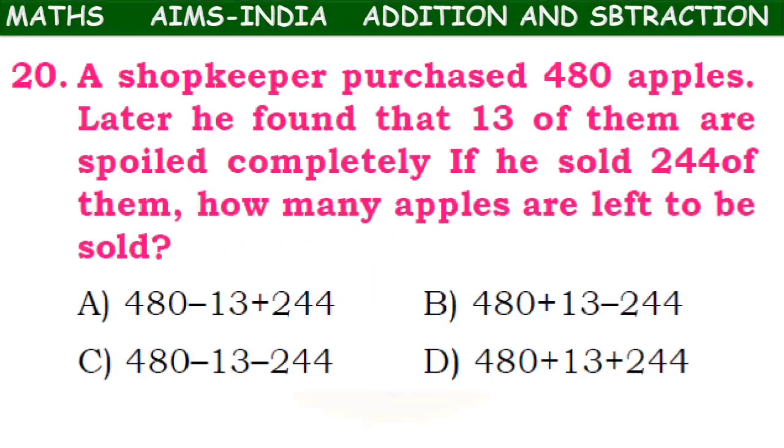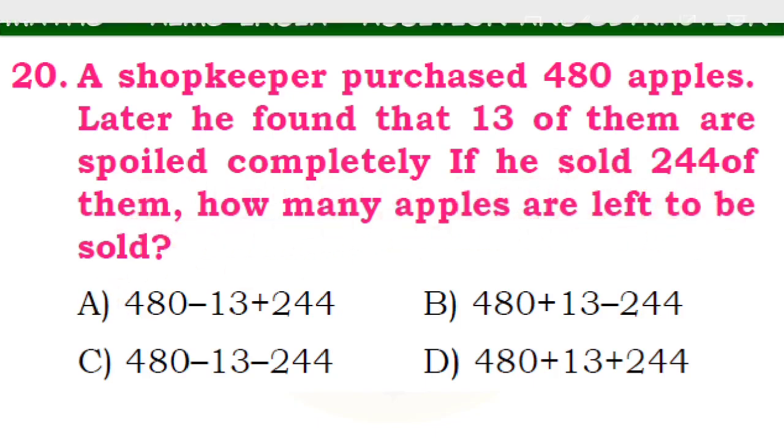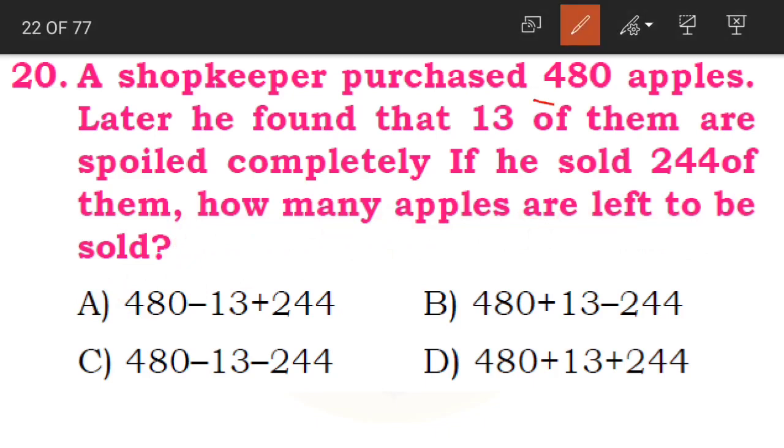Yes. Now moving on to question number 20. A shopkeeper purchased 480 apples. Later he found out that 13 of them are spoiled completely. If he sold 244 of them, how many apples are left to be sold? See, he bought 480 apples. From that 13 are spoiled. When I say spoiled, it means they are not in a position that we can eat. Okay, we cannot eat those apples.